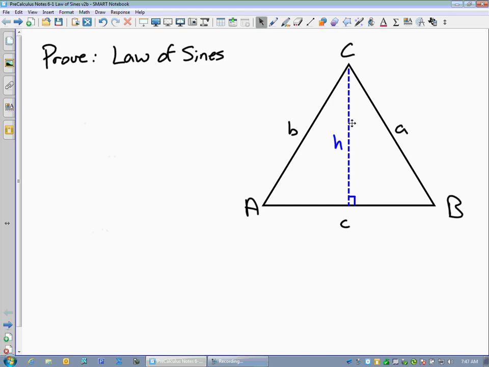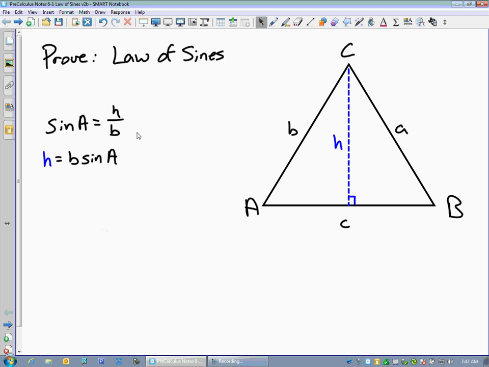Now I want you to consider the right triangle on the left side here, and with this triangle we're going to look at angle A. The sine of angle A is opposite over hypotenuse, so sine of A is H over B. Then with a little bit of algebra, we multiply both sides by B, and we get that H is equal to B sine A.